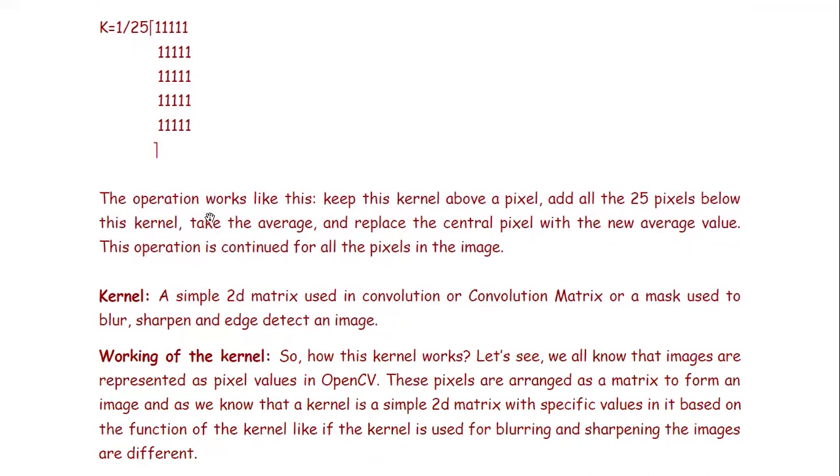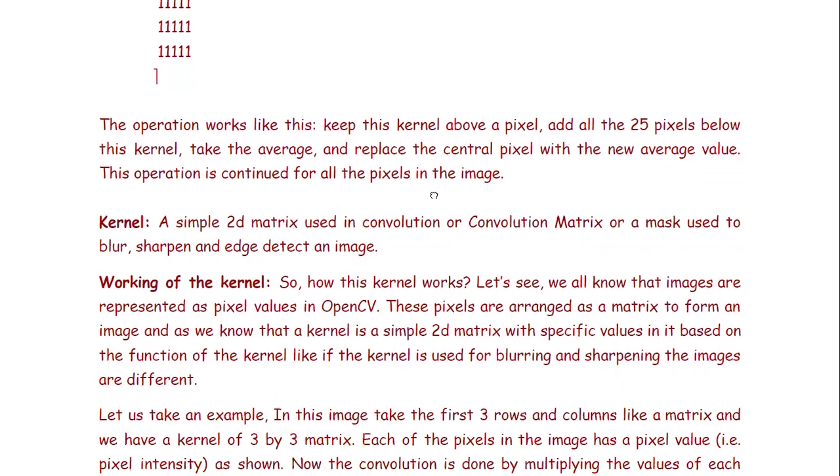The operation will look like this: keep this particular kernel above a pixel. For all the 25 pixels below this kernel, take the average and replace the central pixel with the new average value. And this operation is continued for all the pixels of that image.